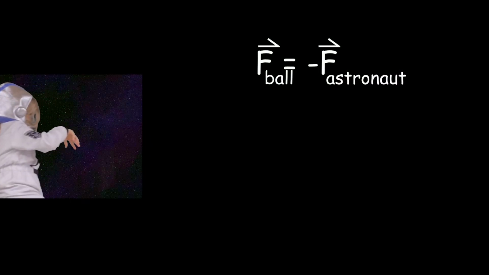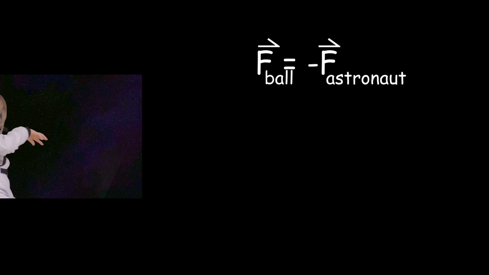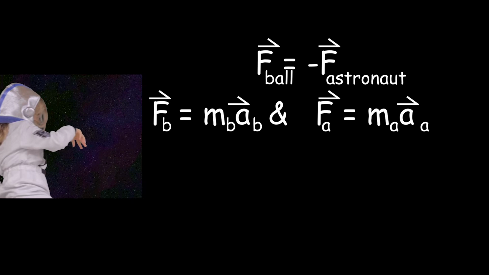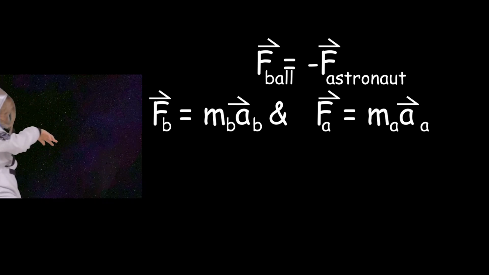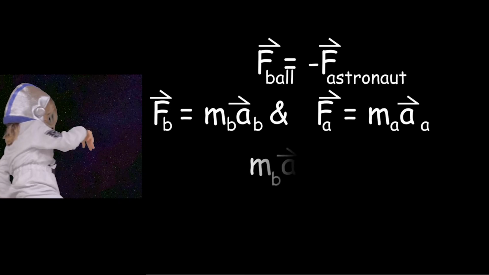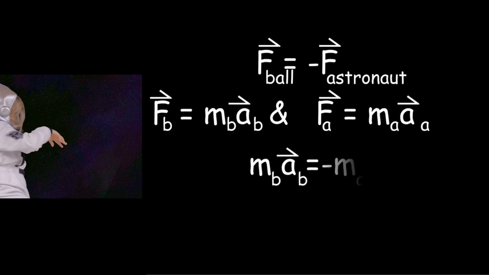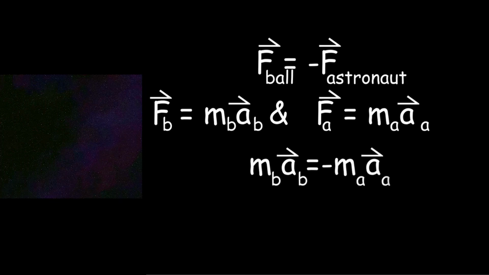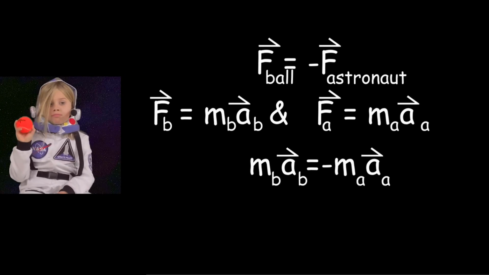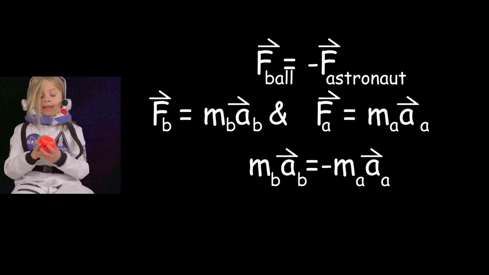We can relate the accelerations of each mass to each other by using the fact that the force on the ball is equal and opposite to the force on the astronaut. That force is equal to mass multiplied by acceleration, so we get the mass of the ball multiplied by the acceleration of the ball is equal and opposite to the mass of the astronaut multiplied by the acceleration of the astronaut.